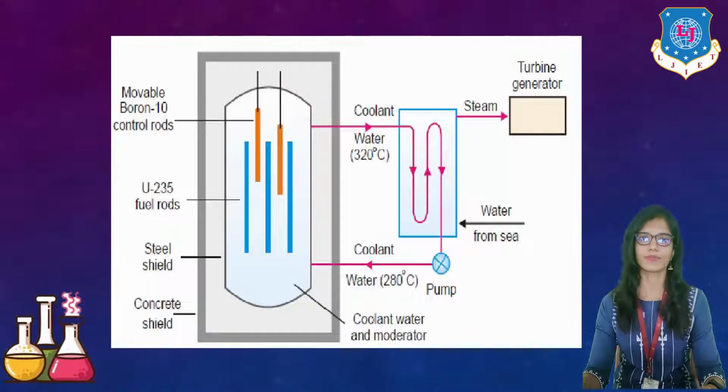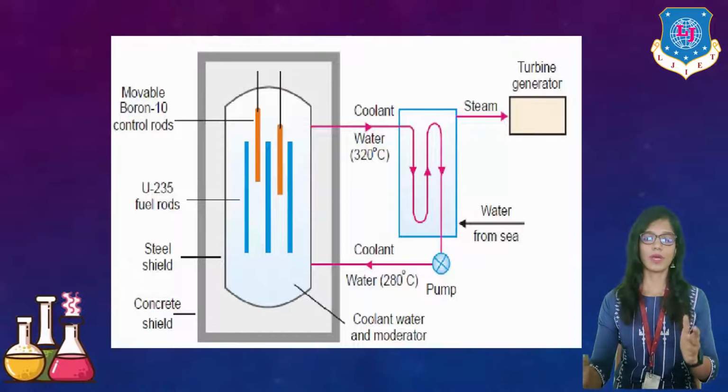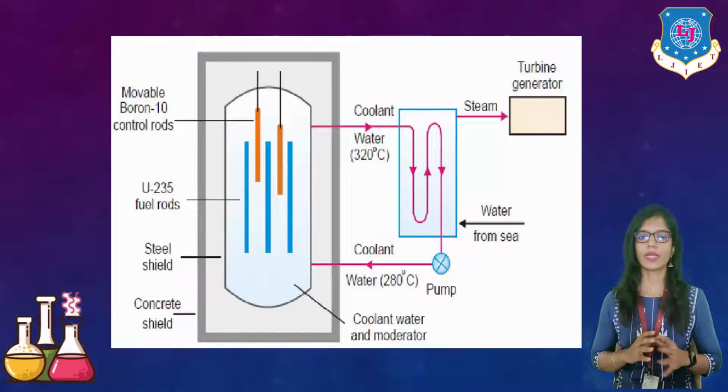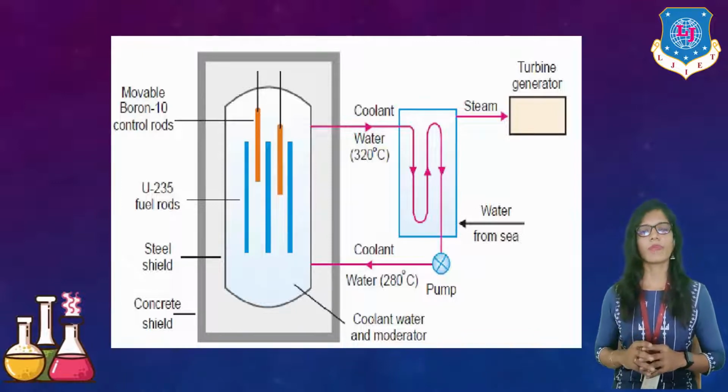As you can see in the image, we will have a reaction which occurs in a particular manner. Okay, so as you can see here, it will contain three different compartments. The first compartment is the concrete shield compartment. The second one is the coolant compartment. The third one is the turbine generator compartment.